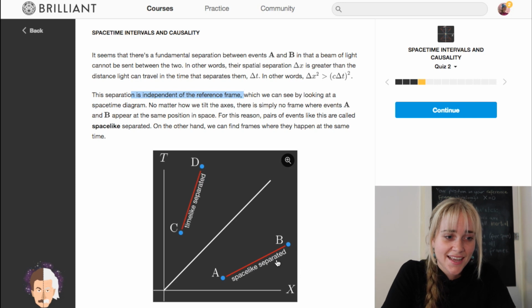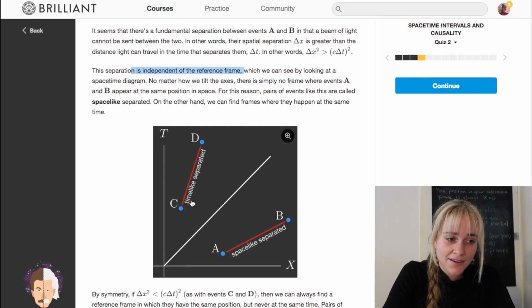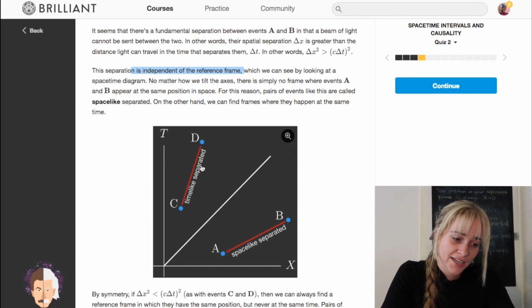For this reason, events like this are called space-like separated, and on the other hand, we have up here time-like separated, which is just by symmetry, where we can always find a reference frame in which they have the same position, but they will never have the same time.